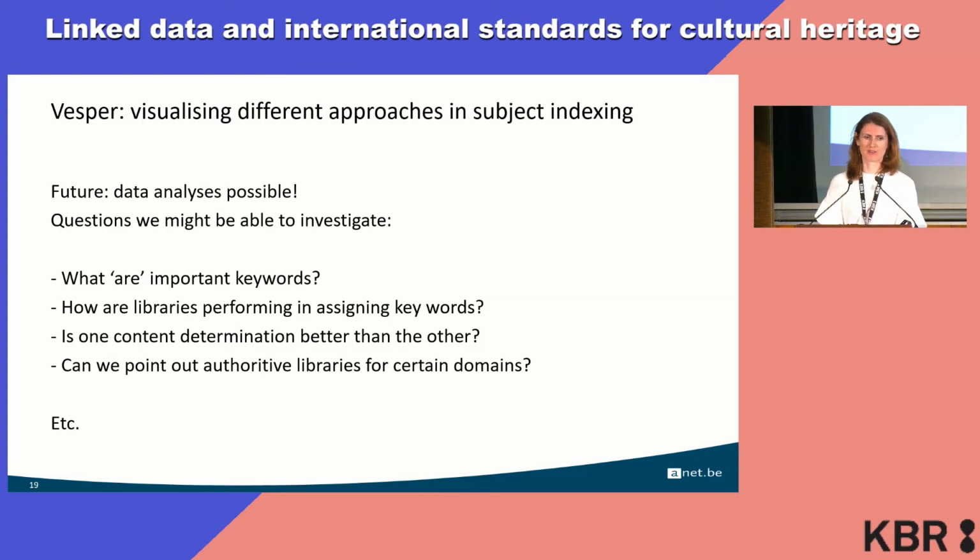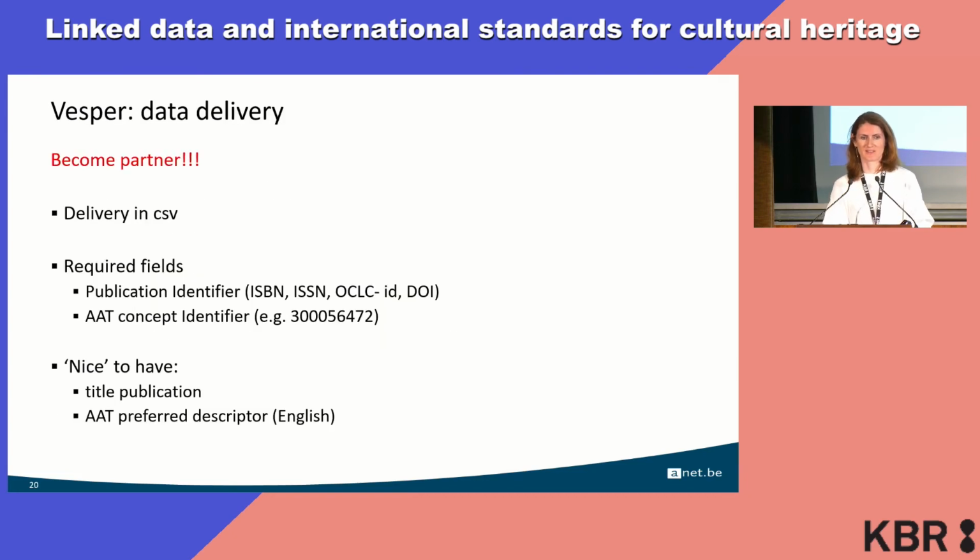So I think for the future it's extra interesting because if we find more partners, we can actually start doing data analysis this way. So questions we might be able to investigate are: what are important keywords, how is our library performing in assigning keywords, like one library maybe is assigning one keyword to a publication, while other libraries maybe assign 10 keywords. Is one content determination better than the other? Can we point out authoritative libraries for certain domains, etc.? Next slide, please.